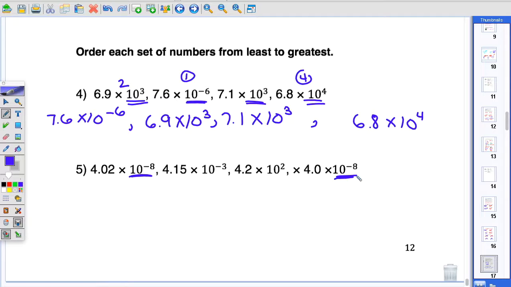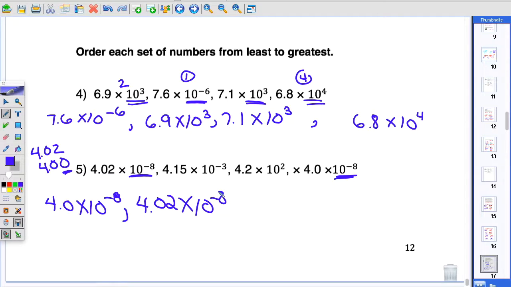We have 4.02 and 4.0. When we line up our digits to compare, we can see that our 0 is the smallest, so that number is going to go first. And then the 4.02 times 10 to the negative 8. Now we have our negative 3 and our positive 2, so our negative 3 power goes next. And our positive power of 2 goes last. It's our greatest value.